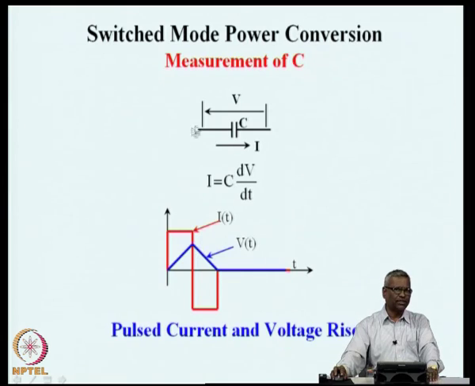So, if it is possible to set up a circuit in order to charge a capacitor with a known amount of current for a known duration and measure the voltage across the capacitor, then using this relationship of I is C into dV by dt, it is possible to measure the capacitance.